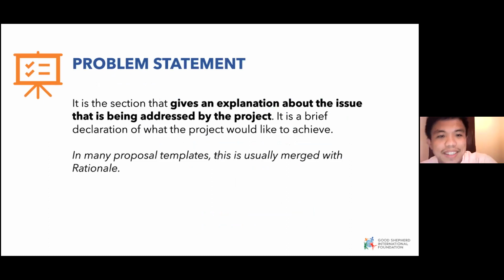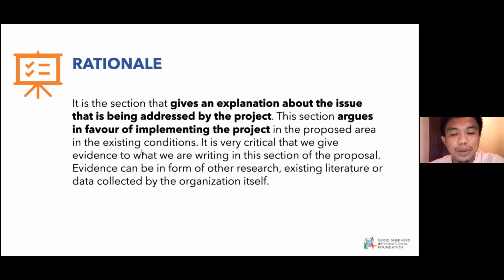So, the problem statement. Most of the time, a problem statement is asked for by all donors. This is the section that gives an explanation about the issues being addressed by the project. It should be a brief declaration of what the project would like to achieve. But in many proposal templates, this is usually merged with the rationale. So what is a rationale?